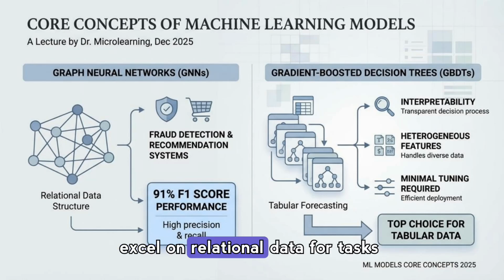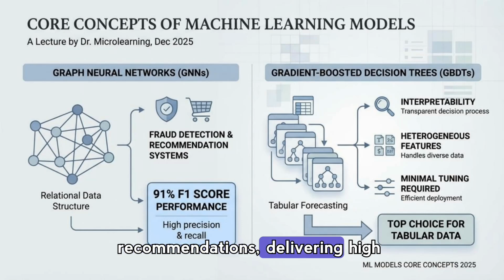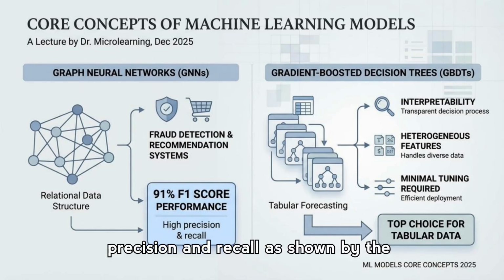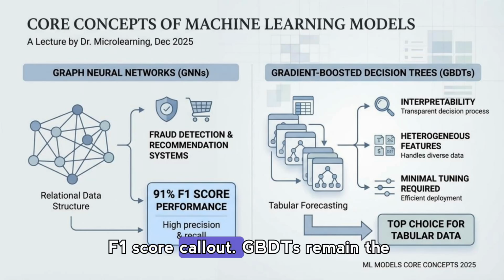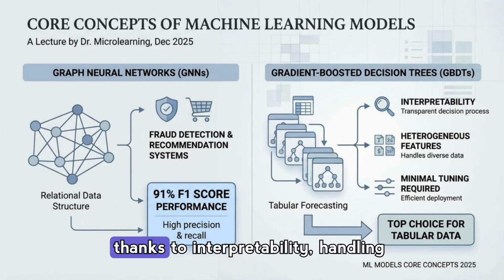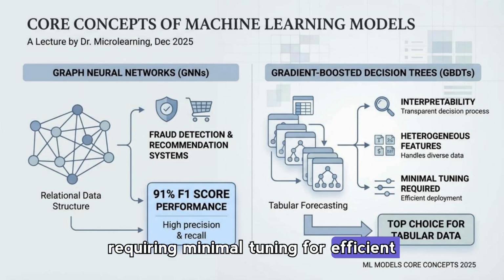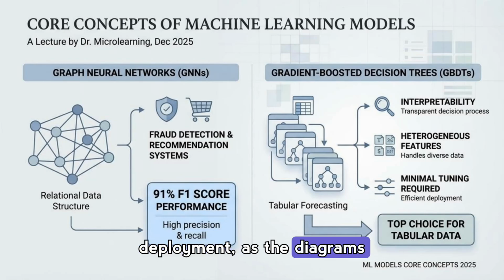We compare graph neural networks and gradient-boosted decision trees as complementary tools. GNNs excel on relational data for tasks like fraud detection and recommendations, delivering high precision and recall as shown by the F1 score callout. GBDTs remain the top choice for tabular forecasting thanks to interpretability, handling heterogeneous features, and requiring minimal tuning for efficient deployment, as the diagrams convey.